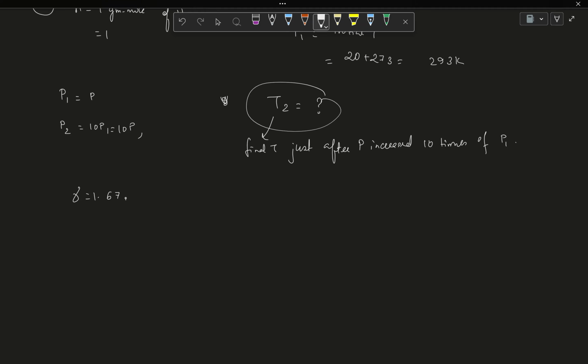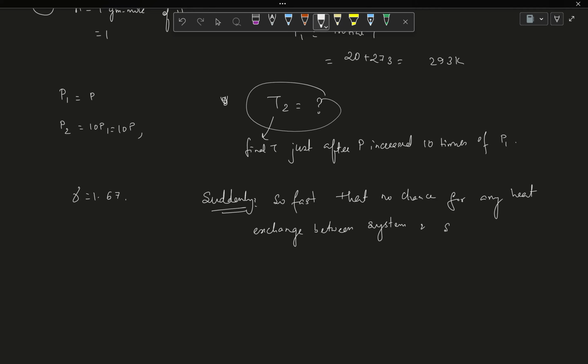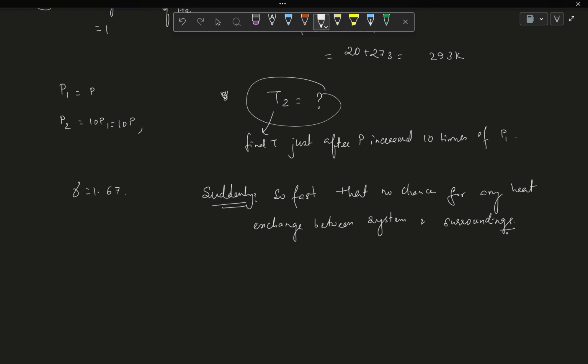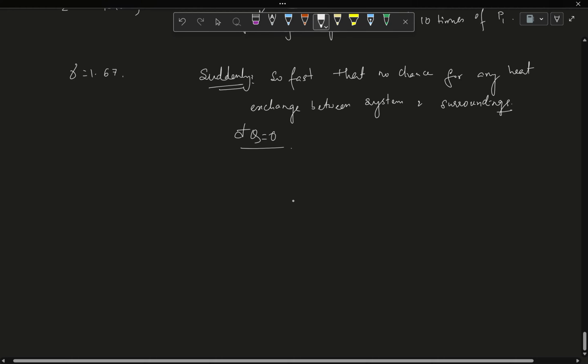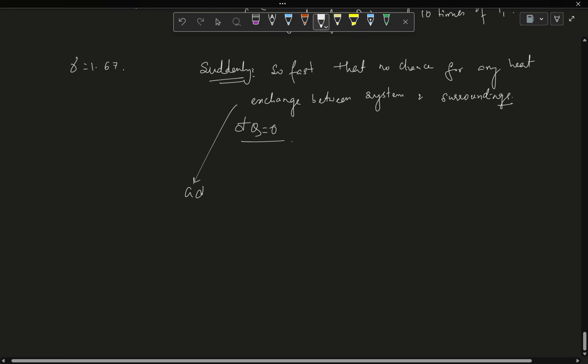Okay. Now because this process has happened suddenly, that means it has happened so fast that there is no chance for any heat exchange between the system and surroundings, right? So your dq equal to 0 simply. That means it is an adiabatic process.